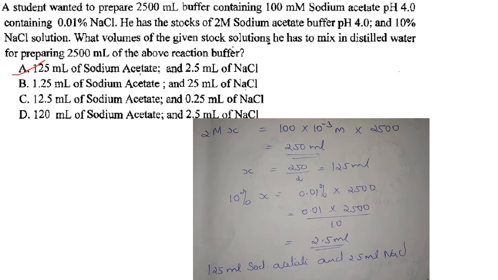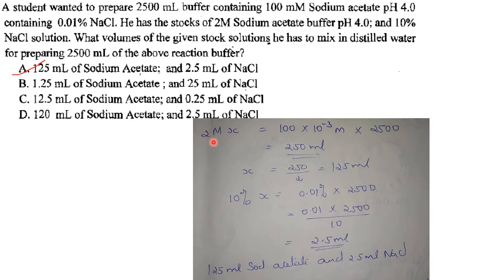Then next one. A student wanted to prepare 2500 ml of buffer containing 100 millimolar sodium acetate at pH 4 containing 0.01% NaCl. He has the stocks of 2 molar sodium acetate buffer pH 4 and 10% NaCl solution. What volumes of the given stock solution he has to mix in distilled water for preparing 2500 ml of the above reaction buffer? So you are having 2 molar sodium acetate buffer at pH 4 and you want 100 millimolar sodium acetate at pH 4 for 2500 ml.